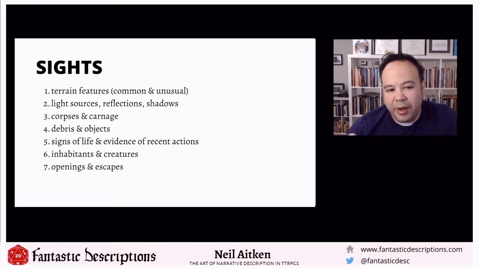So this one arrangement that I've thought up might focus on these 7 elements: terrain features, common and unusual, light sources, reflections and shadows, corpses and carnage, debris and objects, signs of life and evidence of recent actions, inhabitants and creatures, openings and escapes. And the idea is that these are different, like color.